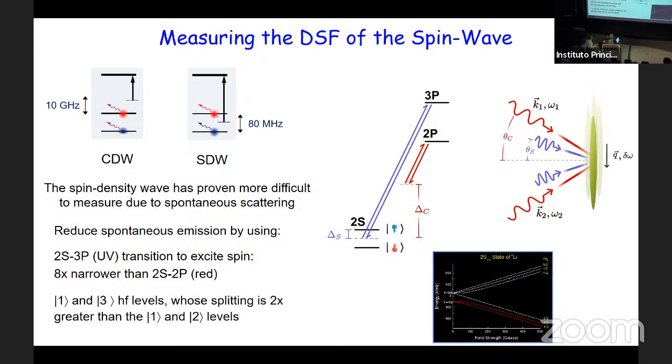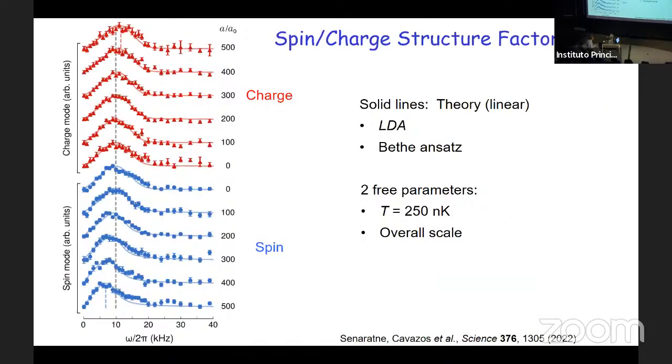So what we did to improve it was to use not the 2s to 2p transition, but rather the 2s to 3p transition, which is about 10 times narrower than the red. The line width of 2p is, I think, 6 megahertz, and this one's 800 kilohertz. And we also used the third level rather than the bottom two. We used the bottom and the top, the first and the third, and that increased the splitting between these two levels. All right, and that worked. So we were able to do this experiment with separately exciting the spin wave and the charge wave and avoiding all the spontaneous emission, all the heating from that.